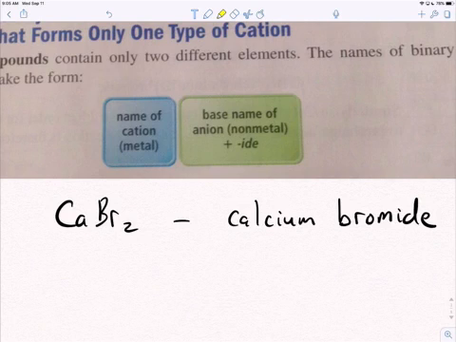When you name just a binary, two elements, you say the name of the metal, and then you say the root name of the nonmetal plus -ide. So these are the elements calcium and bromine. You say the whole name of the metal, calcium, and bromine is shortened to brom, plus -ide: calcium bromide. In saying calcium bromide, you imply that the calcium is a +2 ion, because calcium is an alkaline earth. It's +2, the second column over.